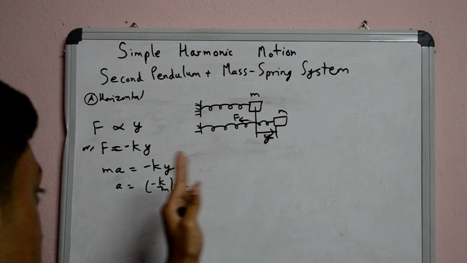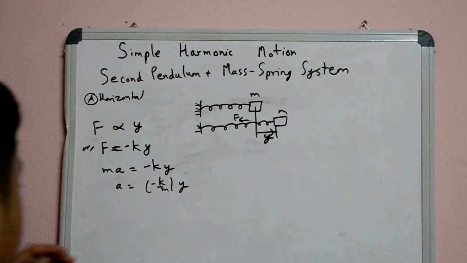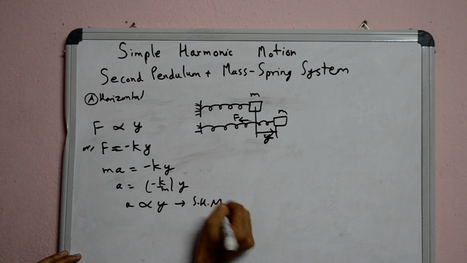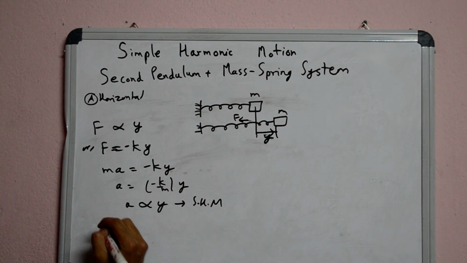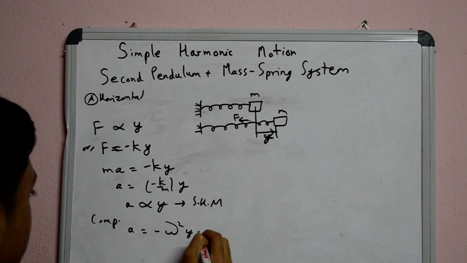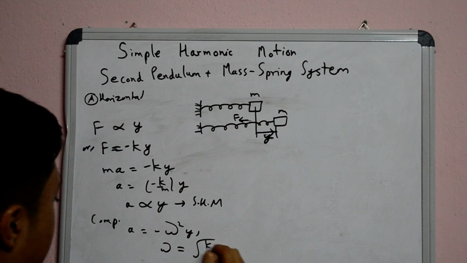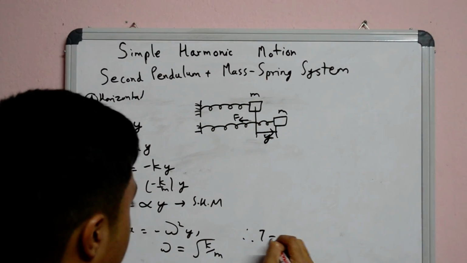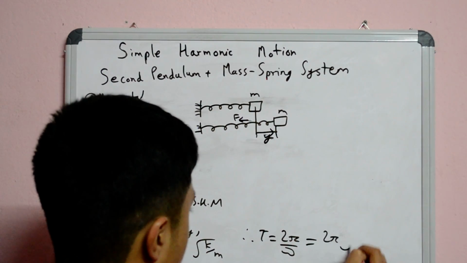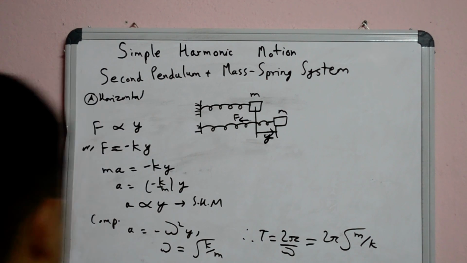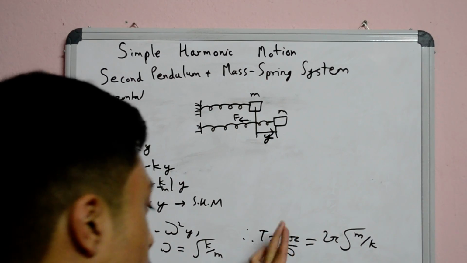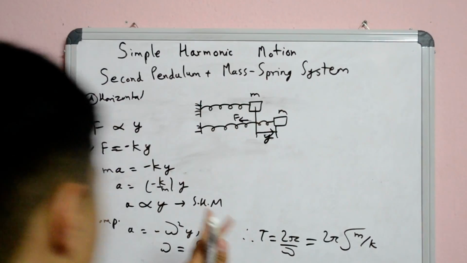Well, here the spring constant is a constant, the mass is also constant, so we can write a is directly proportional to y, which proves that the mass spring system is in simple harmonic motion. And similarly, we can compare it with a equals minus omega square y, giving us omega equals root k by m. Therefore, the time period is equal to 2 pi by omega, which equals 2 pi root m by k. So this is the time period, and you can also get the frequency, which is just 1 by T. So this is required for the horizontal part.